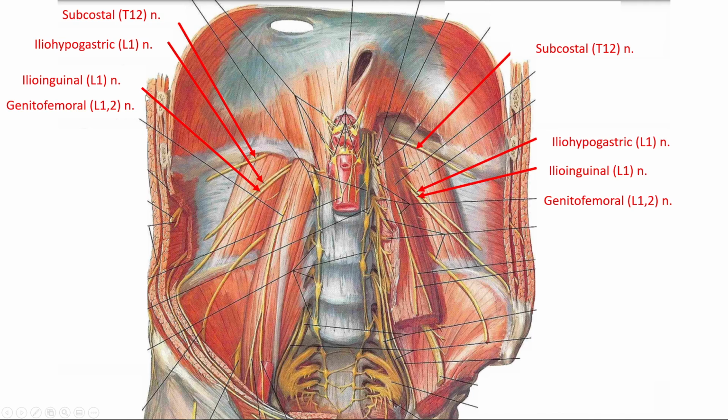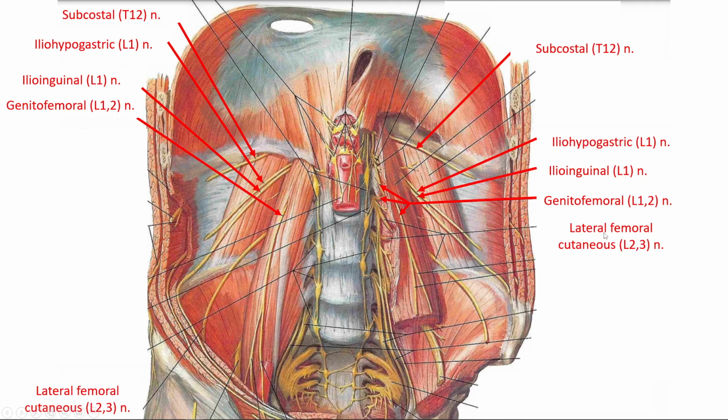We next have the genitofemoral nerve, which can be seen just medial to the ilioinguinal nerve and coursing through the psoas major muscles. You can see here the nerve roots entering and supplying this nerve. The genitofemoral nerve is a primarily sensory nerve.